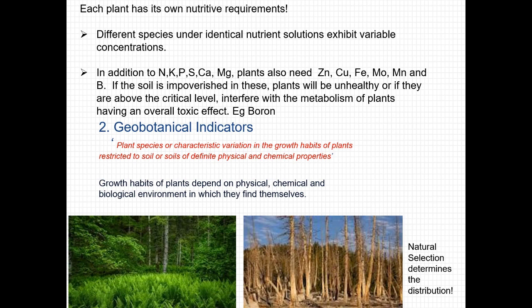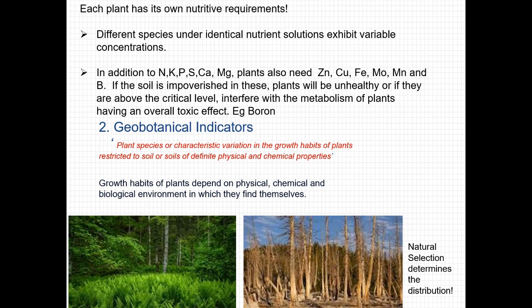So if the soil is deficient in these elements, plants will be unhealthy, or if they are above the critical level, the plants again will not be healthy because these elements will interfere with the metabolism of the plant and have an overall toxic effect. An example is boron. Boron is beneficial for the plant if it is in a certain concentration, but if it exceeds that concentration, it interferes with the metabolism of the plant and has an overall toxic effect.